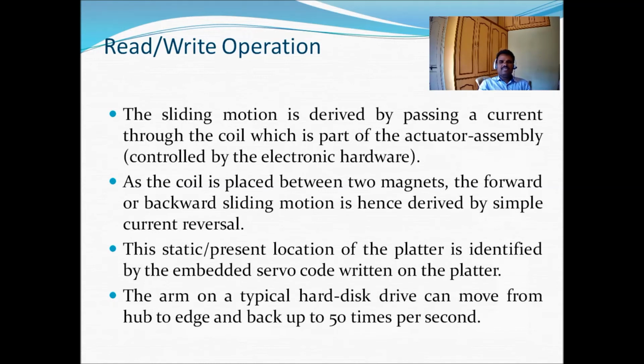As the coil is placed between two magnets, the forward and backward sliding motion is derived by simple current reversal. The static or present location of the platter is identified by the embedded servo code written on the platter. The arm on a typical hard disk drive can move from hub to edge and back 50 times per second. The more the speed of this movement, the lower the access time, which means we can access information very quickly.